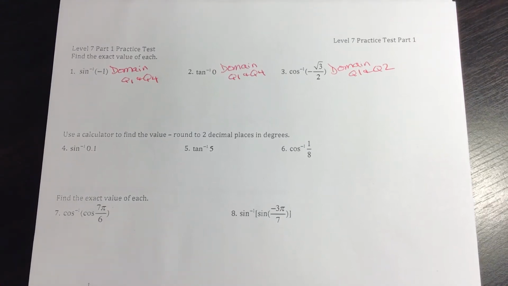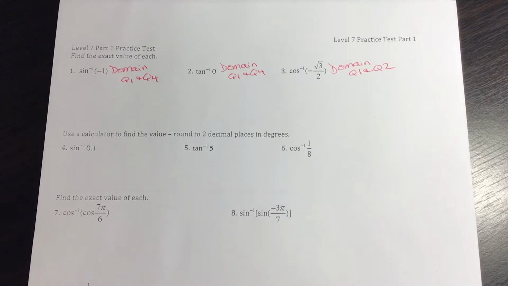We're using the Level 7 Part 1 practice test, which is in your workbook and starting on page 201. We're using this as a review for a retake for Level 7 sections 1 and 2. So if you want to retake that test, this is your retake assignment.